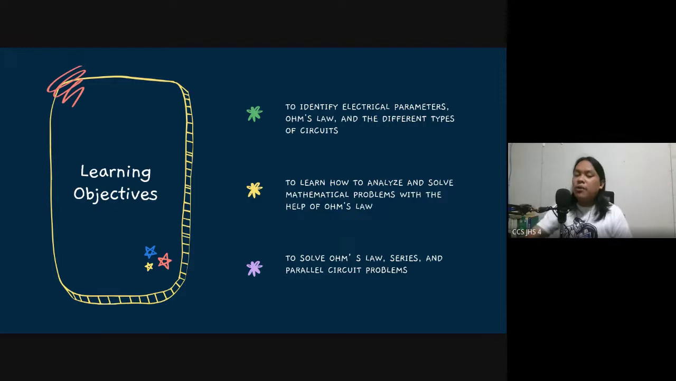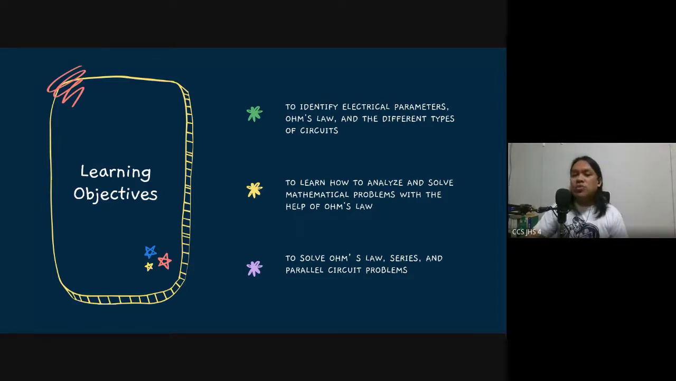So again, for our learning objectives this afternoon, we have number one, to identify electrical parameters, Ohm's law, and the different types of circuits. Number two, to learn how to analyze and solve mathematical problems with the help of Ohm's law. And lastly, to solve Ohm's law series and parallel circuit problems. So hopefully we'll be able to achieve all of our learning objectives for the next 2 days.